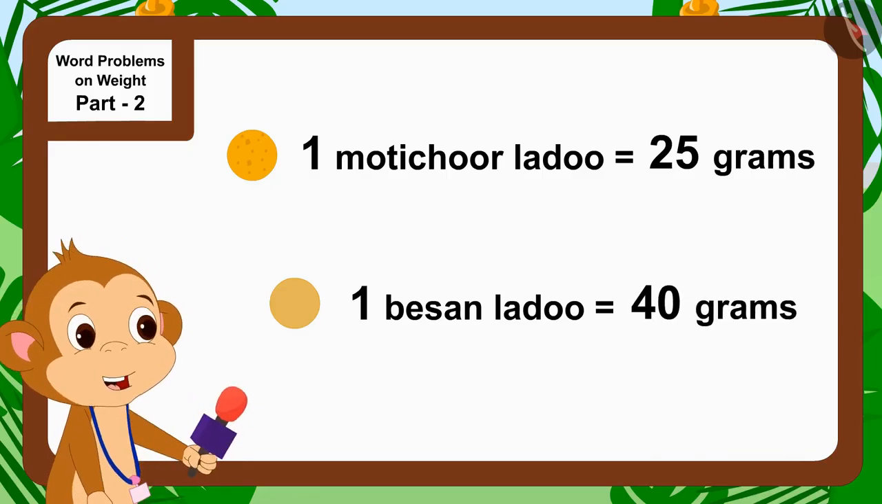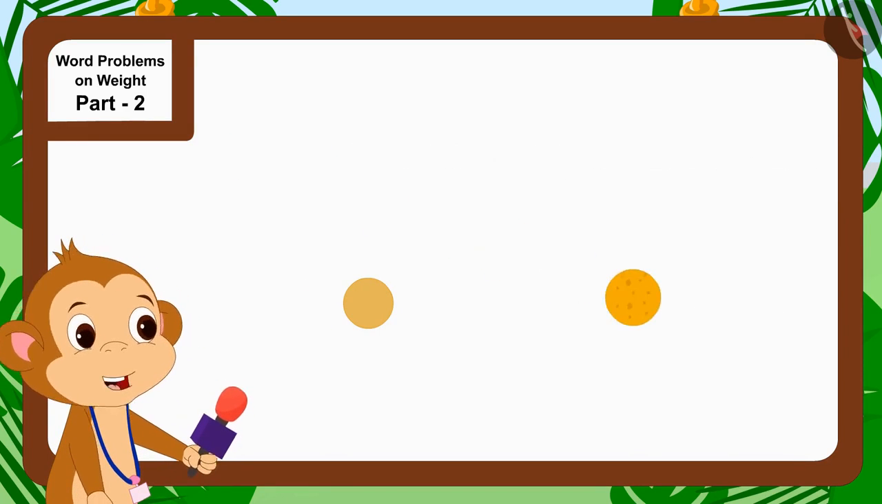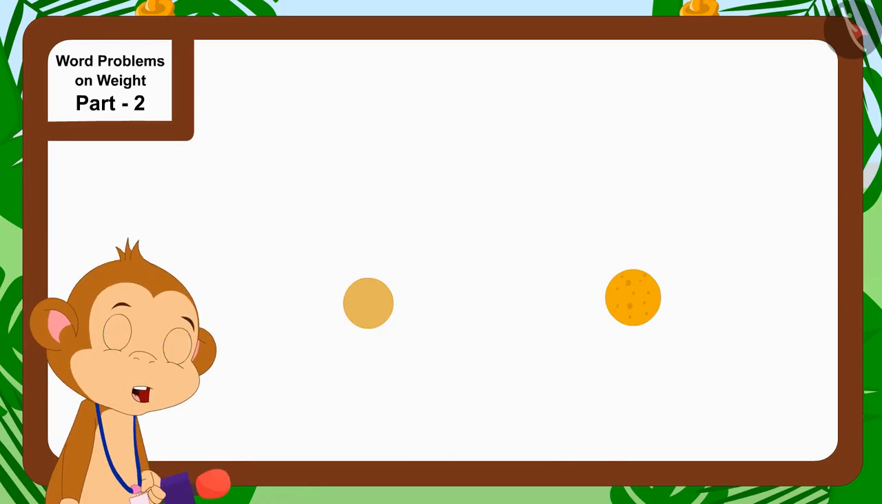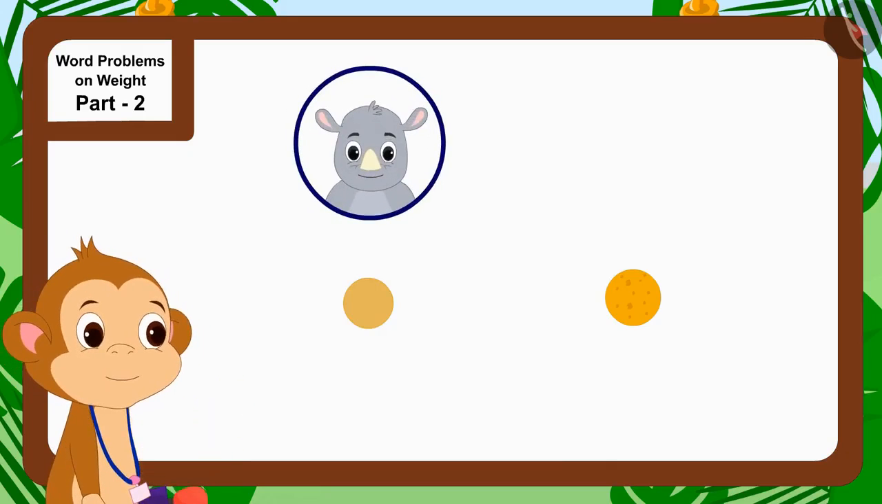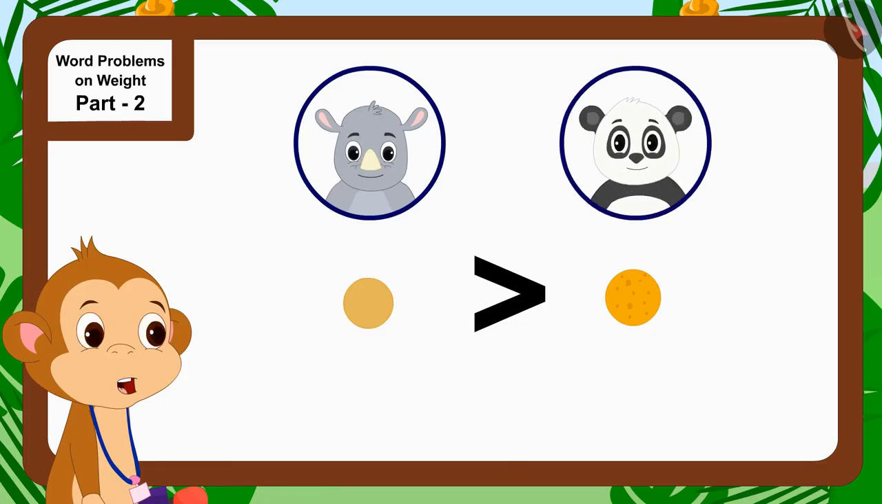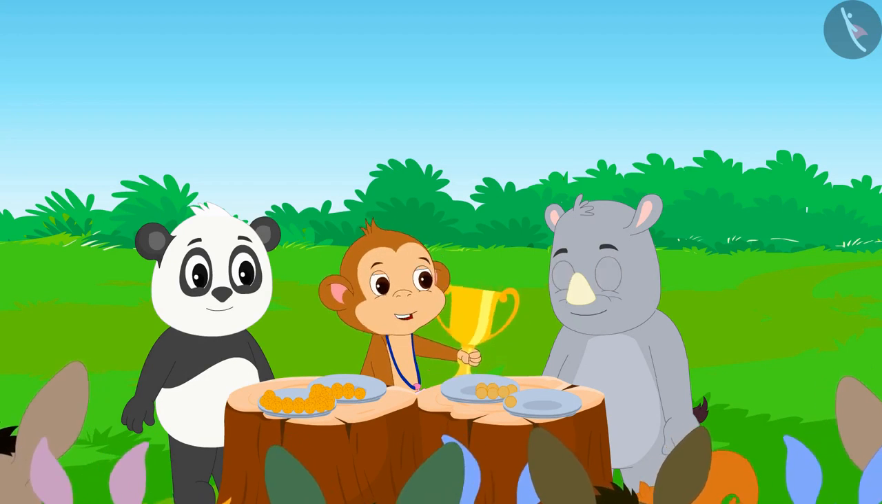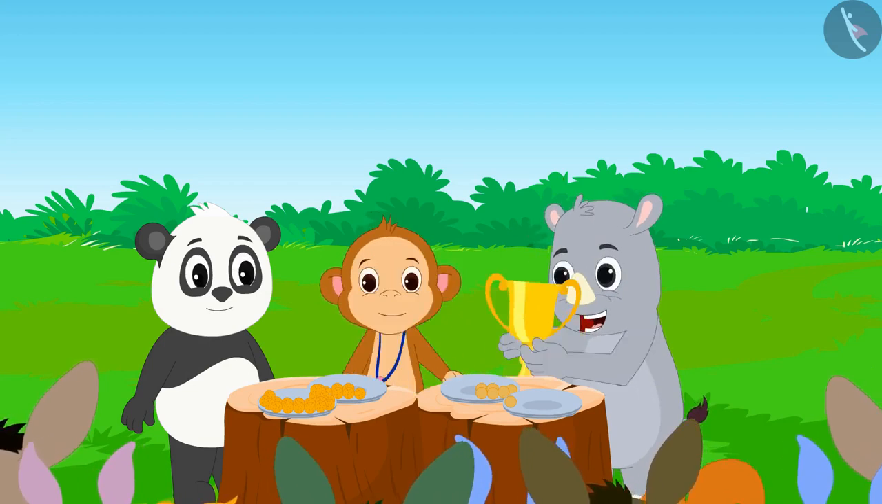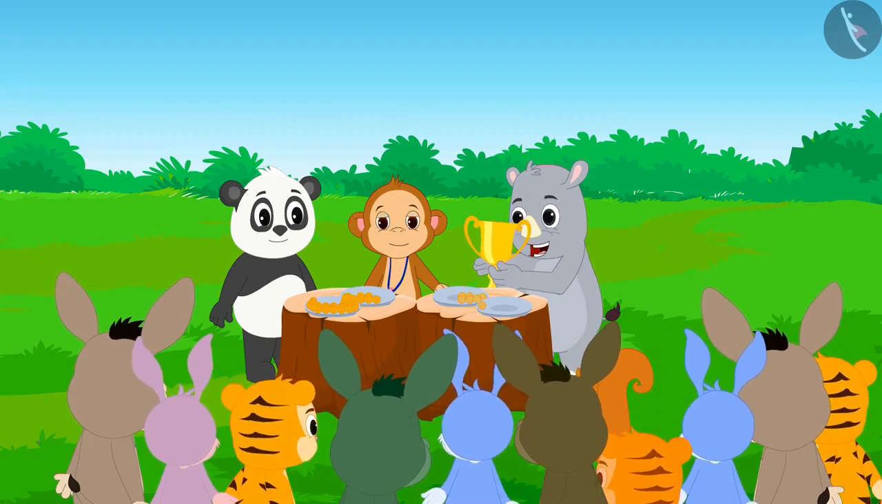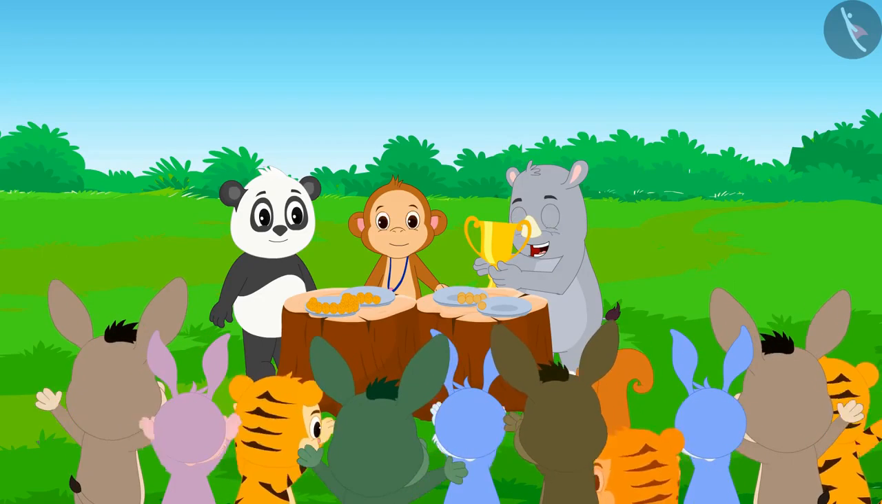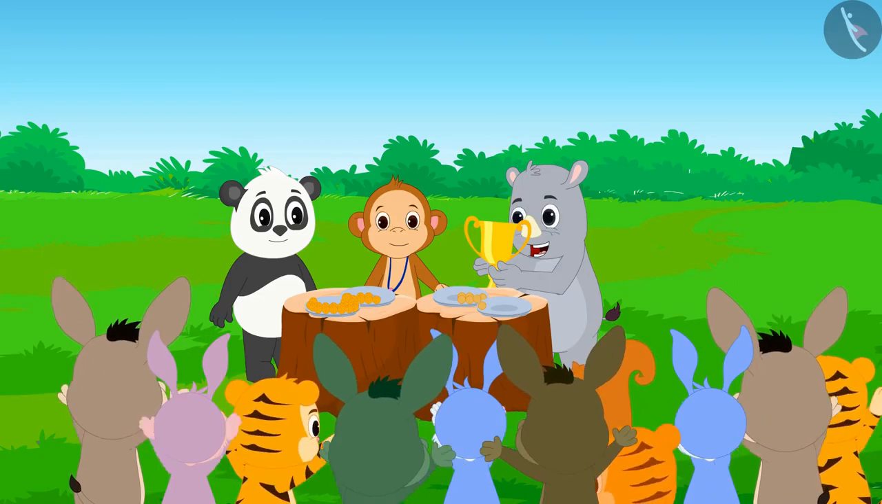Well, a motichur laddu weighs 25 grams and a besan laddu weighs 40 grams. So, a besan laddu is heavier than a motichur laddu. That means the weight of laddus that Gaggu ate is more than the weight of laddus that Golu ate. The winner of this competition is Gaggu! Babban told the audience. All the spectators started cheering loudly for the contest winner, Gaggu.